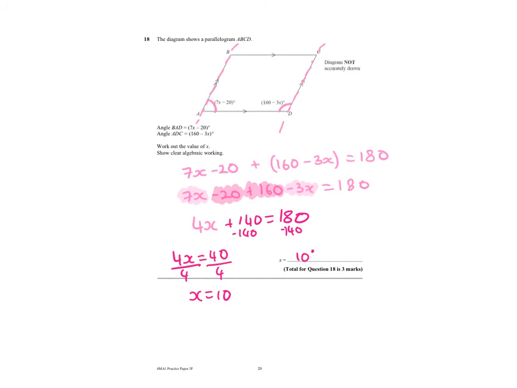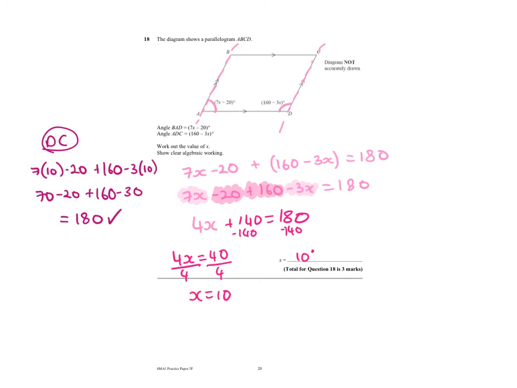Now again, we could double check that this works. If we were to double check, we'd substitute this back in and it should equal 180. So 7 lots of 10 minus 20 plus 160 minus 3 lots of 10 should equal 180. So I'm going to get 70 minus 20 plus 160 minus 30. 70 minus 20 is 50, plus 160 is 210, minus 30 is 180. So you know you're correct.